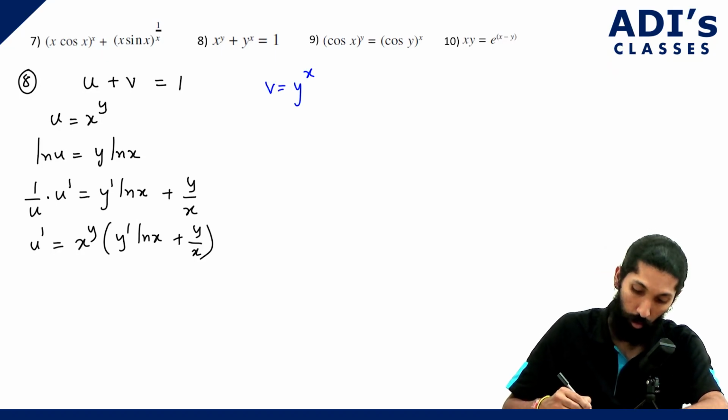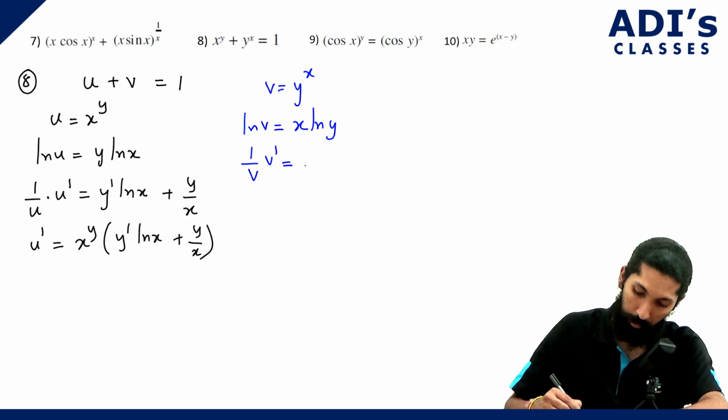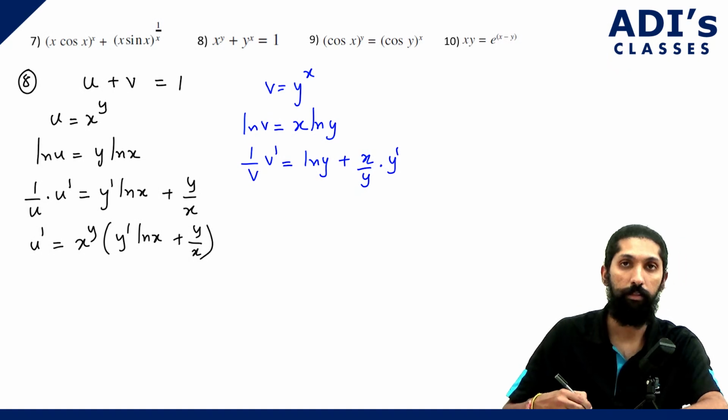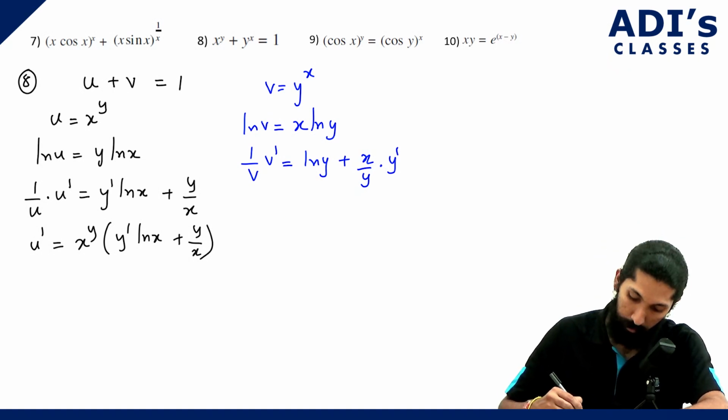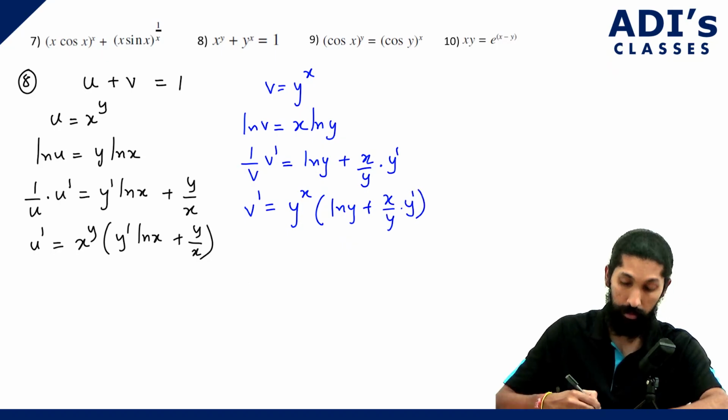log v is equal to x log y. 1 by v into v dash is equal to log y plus x by y into y dash, correct? So what is v dash now? v into, that is y power x into log y plus x by y into y dash. This is going to be it, right?